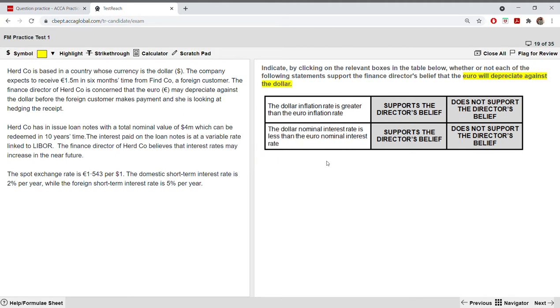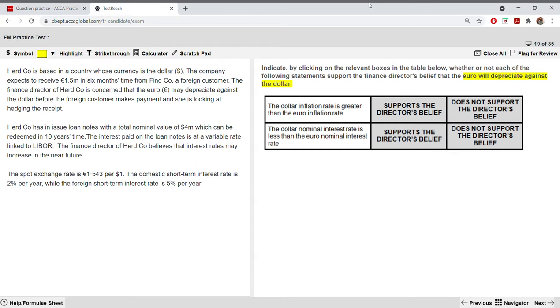Highlighted. So the 2 statements, it should support, either support, okay, so what is it? Look at the first one. The dollar inflation rate is greater than the euro inflation rate. So they're talking about inflation rate. What is this? Purchasing power parity, where you are using the inflation rate of the 2 countries. That is known as purchasing power parity.